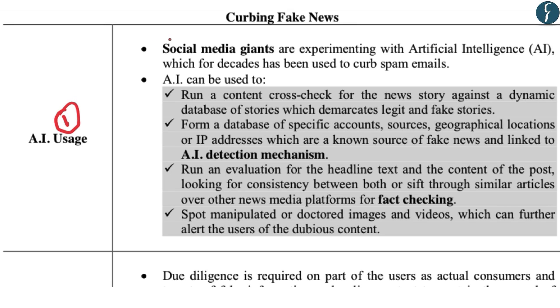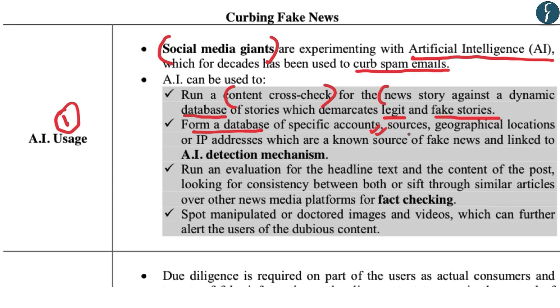Wherein previously, as you might be aware, social media giants such as Google have experimented with artificial intelligence, wherein artificial intelligence has been used to curb spam emails, which you also might be aware of. Artificial intelligence can now be used to run a content cross check to see whether a news story has been replicated by various newspaper databases. And this can be used to distinguish what is fake news and what is actual news.